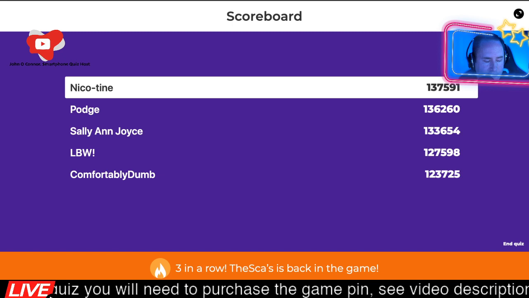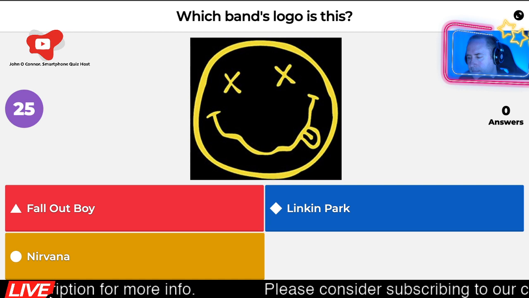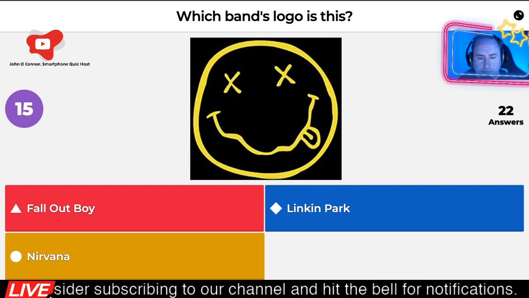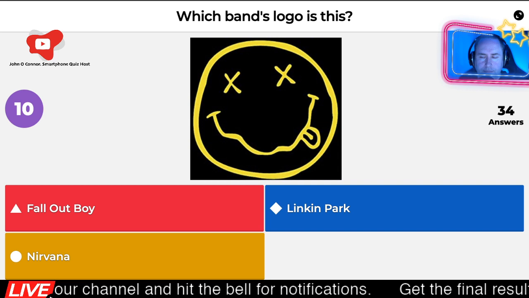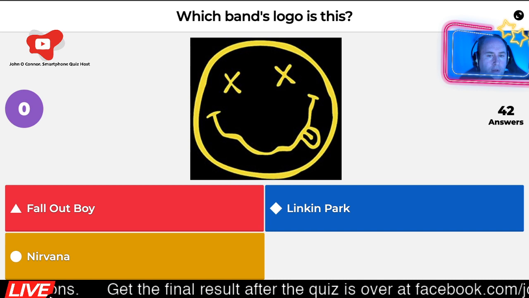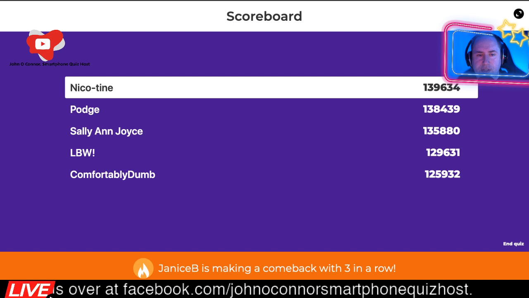Question 79, multiple choice. Which band's logo is this? Is it Fall Out Boy, Linkin Park, Nirvana? Correct answers. It is the logo of the band Nirvana is correct. Well done. Okay, so we are heading for question 80.